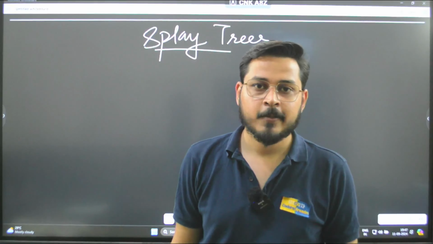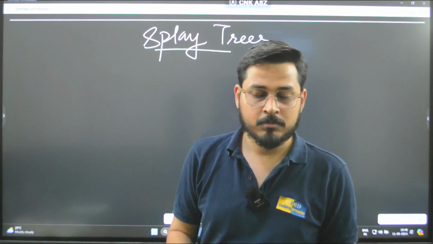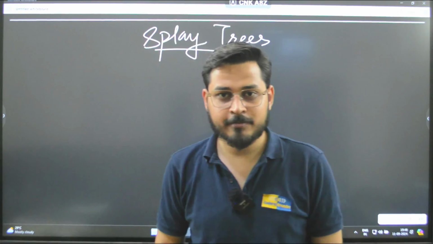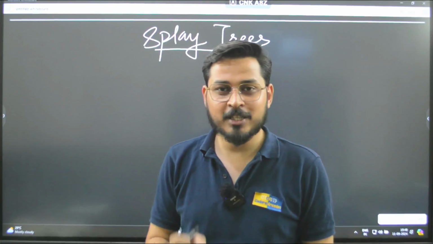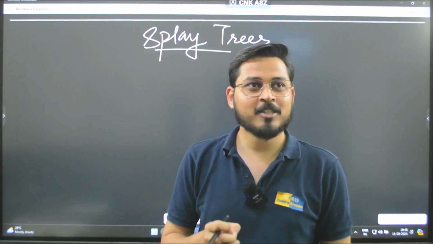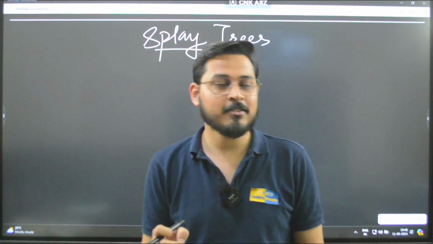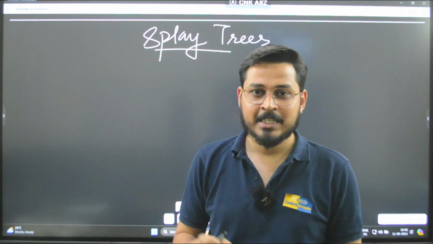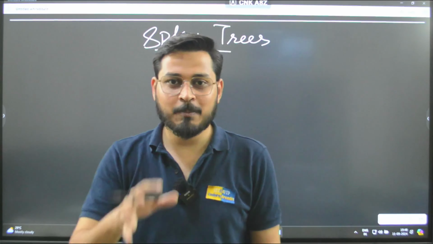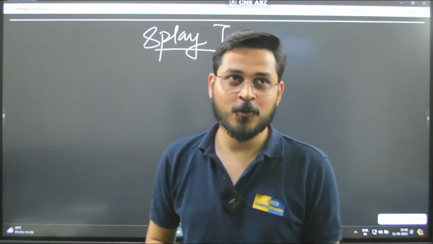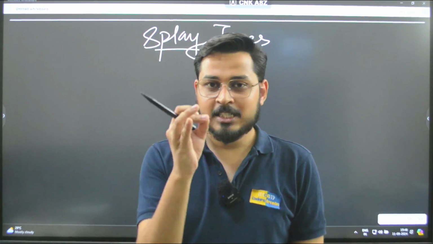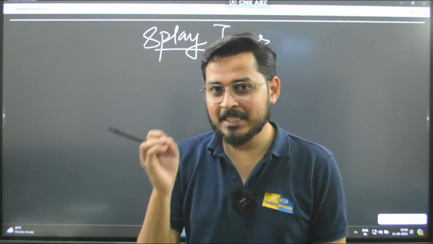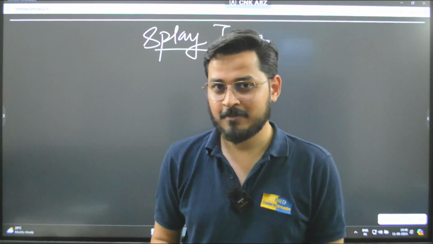Yes. Binary tree is over. Binary search tree is over. We are going to start with Splay trees. It is also a very important data structure. It is a type of tree only, and I'll explain the basic logic of a Splay tree right now. What exactly is a Splay tree?